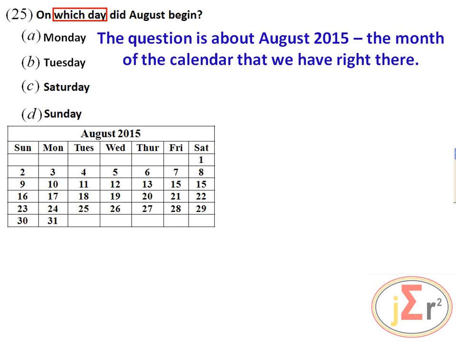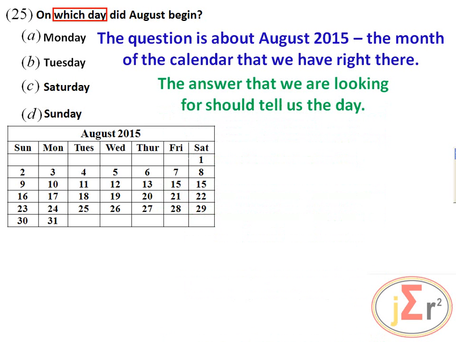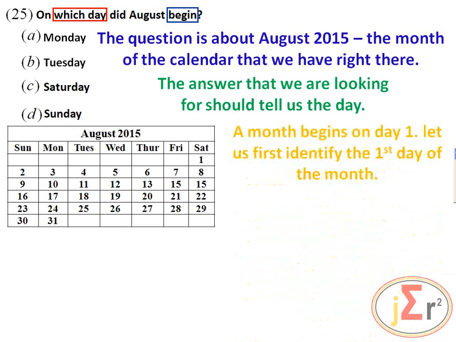Which day did August begin? The answer that we are looking for should tell us the day, for example, Monday, Tuesday, Wednesday, or Friday. So the day on which August begins. A month begins on day 1. Let us first identify the first day of the month. The month begins on which day? Day 1. So let us find day 1. It is right there.